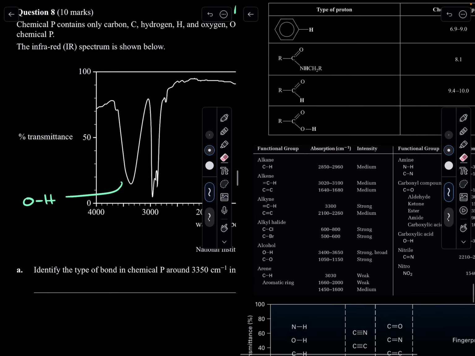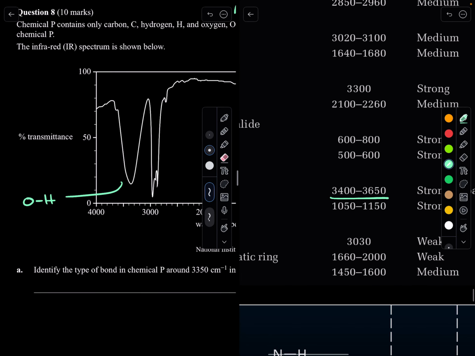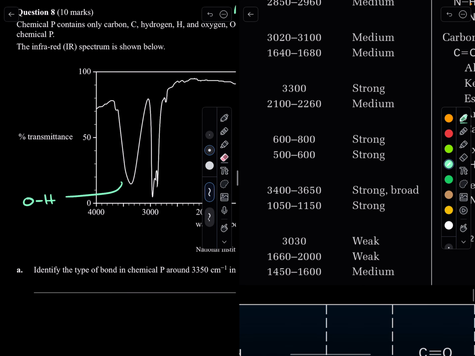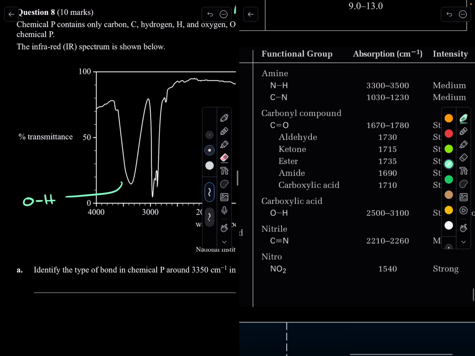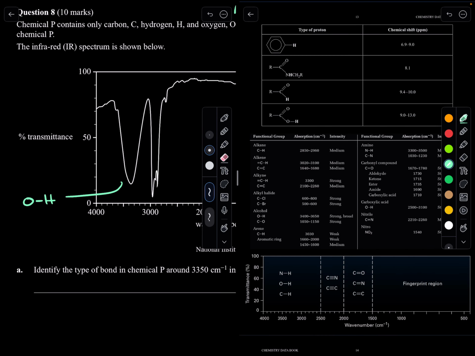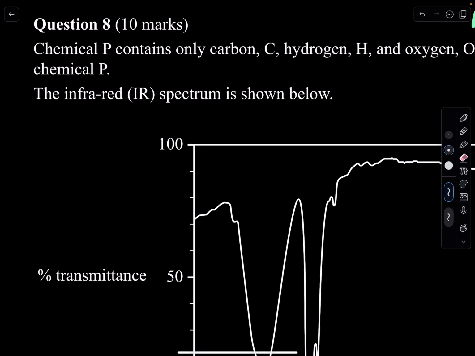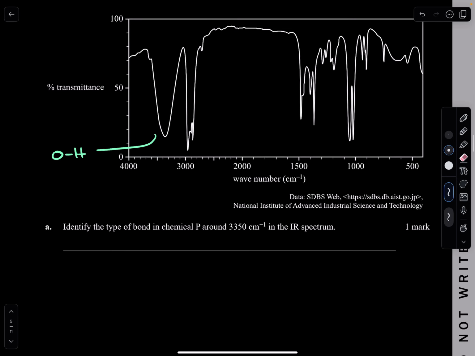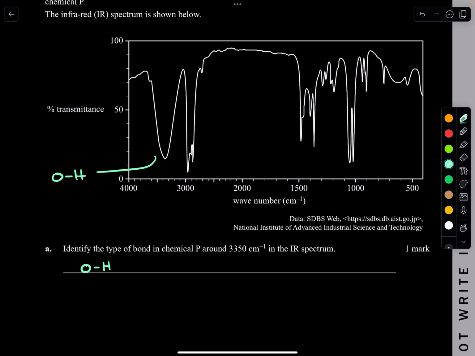Now, can we double check that? Absolutely, we can. So is it an alcohol? Yeah, it does closely fit with this here. And it is a strong and broad bond. So it could be an alcohol. Could it be a carboxylic acid OH? Nope, very, very small. So yeah, it's an OH alcohol, basically. Very, very easy. Nice. So it's an O-H bond. So we know it has to be an alcohol. So O to H bond. Done.